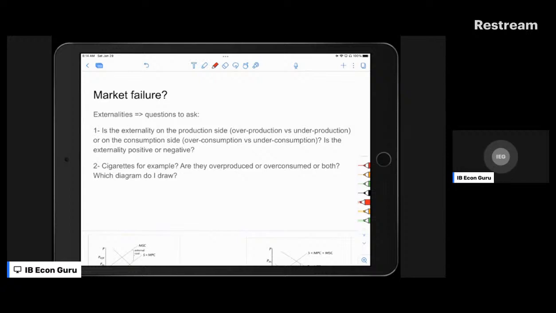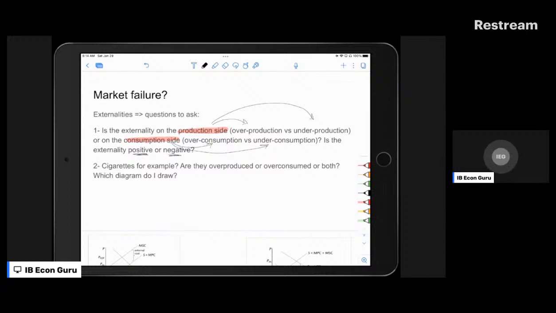So the first question to ask is, number one, is this externality on the production side or on the consumption side? Okay, now, once you've determined that it's on the production side, is this externality causing a problem of overproduction or a problem of underproduction, which are opposite problems? If the externality is on the consumption side, is this externality causing a problem of overconsumption or a problem of underconsumption? All right, is the externality positive or negative?